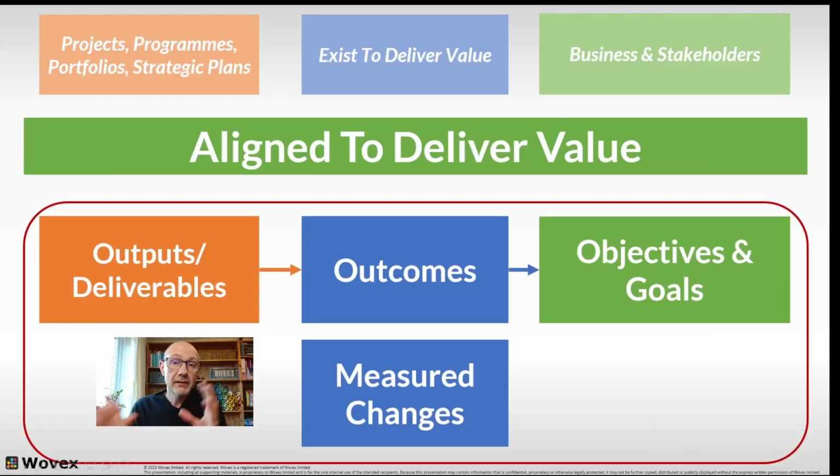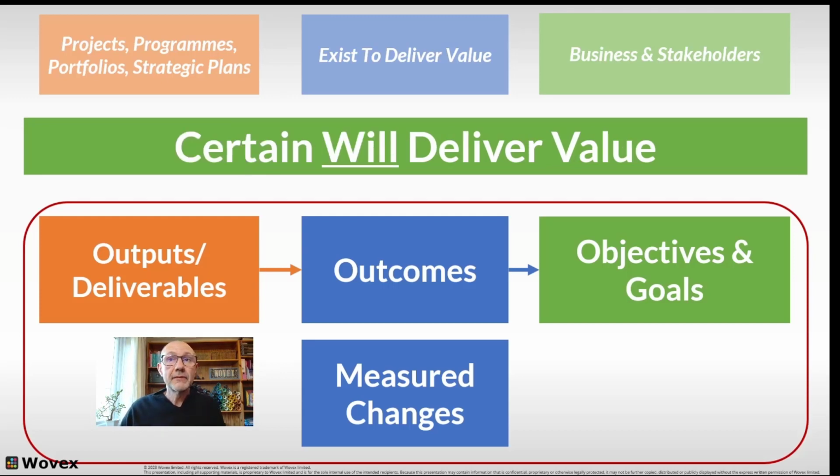So let's overlay what we just looked at before. Are we aligning to the objectives and goals, all the outcomes that are necessary and sufficient for those objectives and goals to be met? Have we got enough measured changes so we can do this with data and confidence that we know we're getting the outcomes and the changes in outcomes needed? And have we got aligned to those outcomes, the outputs and deliverables that are actually going to make that difference? So that's alignment.